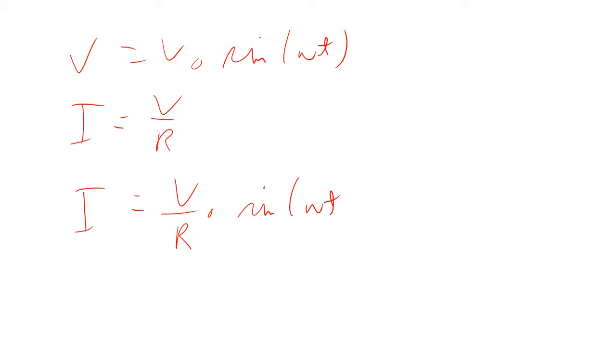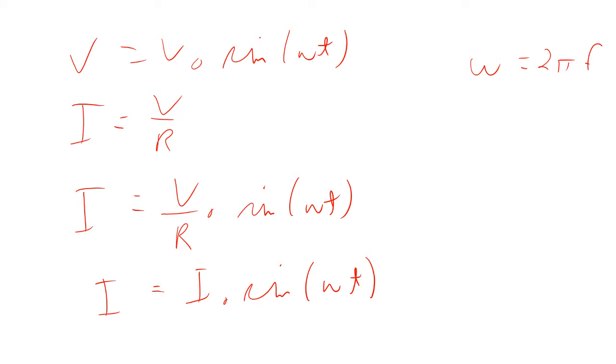sine omega t. Or we could rewrite that as I naught sine omega t, where omega equals 2 pi times the frequency. I naught is the maximum current, so this is the amplitude, and likewise V naught is the maximum voltage. That's the amplitude of the sinusoidal function. And so there we have alternating current following the alternating voltage.